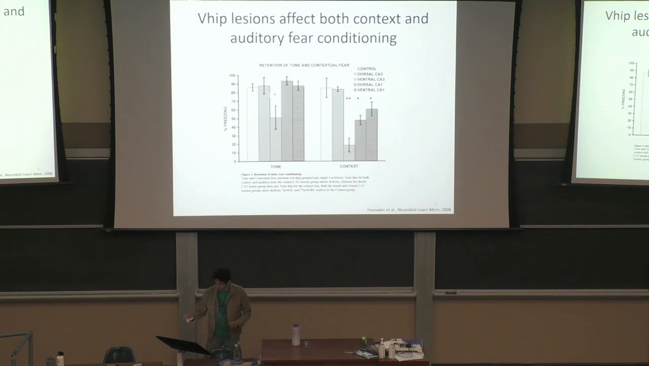Okay, but the new data showed that if you lesion the ventral hippocampus, specifically this ventral CA3 region, you produce deficits in both tone and contextual fear conditioning. So notice that lesioning the dorsal hippocampus only affected the contextual fear conditioning, but not tone, as we saw before. But if you lesion the ventral hippocampus, you can get deficits in both tone and context fear conditioning. So that's something new, and it suggests that perhaps the ventral hippocampus is more generally involved with perhaps producing these aversive states or freezing or fear or something like that.